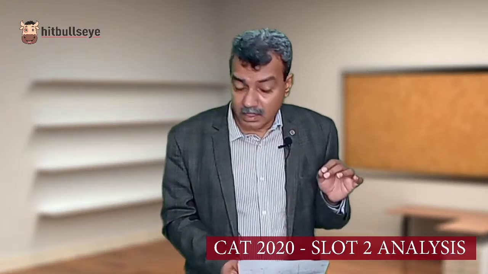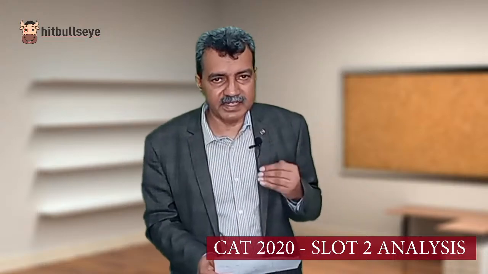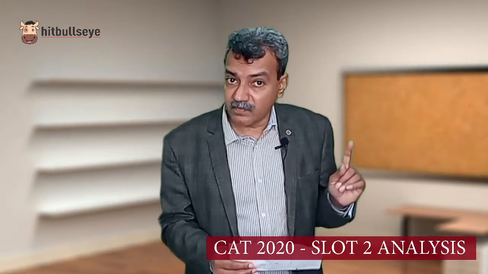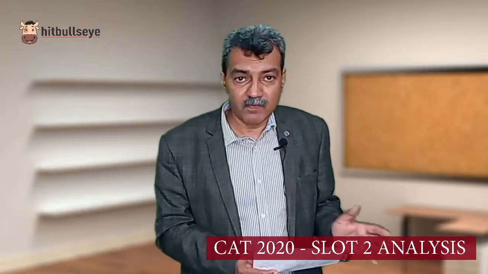Now we come to the LR and DI section. Again there were 2 sets of 6 questions each and 3 sets of 4 questions each. A lot of people reported that the 6 question sets were really difficult. In the first slot, one 6 question set was doable, but in the second slot people said the 6 question sets were difficult, and a lot of people got stuck with one 6 question set, because of which they reported very little attempt.